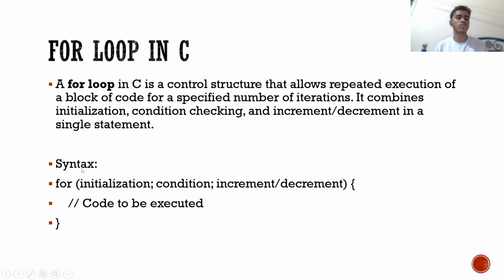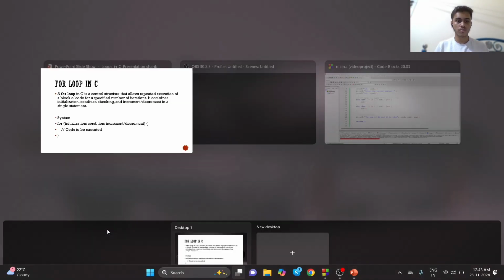Syntax of for loop. Here we initialize, then set the condition. Then here will be the code to be executed. Then close the loop. Here is a simple program for this.